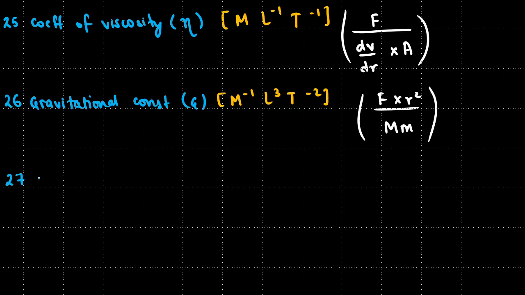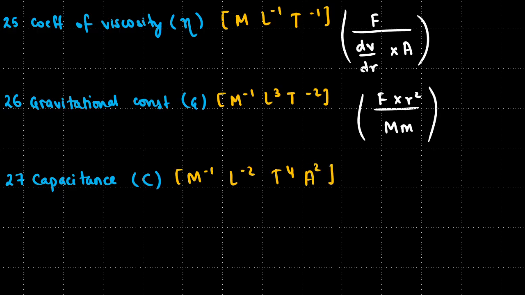27, we are going to talk about capacitance, and its symbol is capital C. Here let's write M minus 1 L minus 2 T power 4 A square. It's quite complex, but the formula is actually quite easy. It's just q by v, q meaning charge and v meaning potential. I paused the video because I had to sneeze, so let's continue.